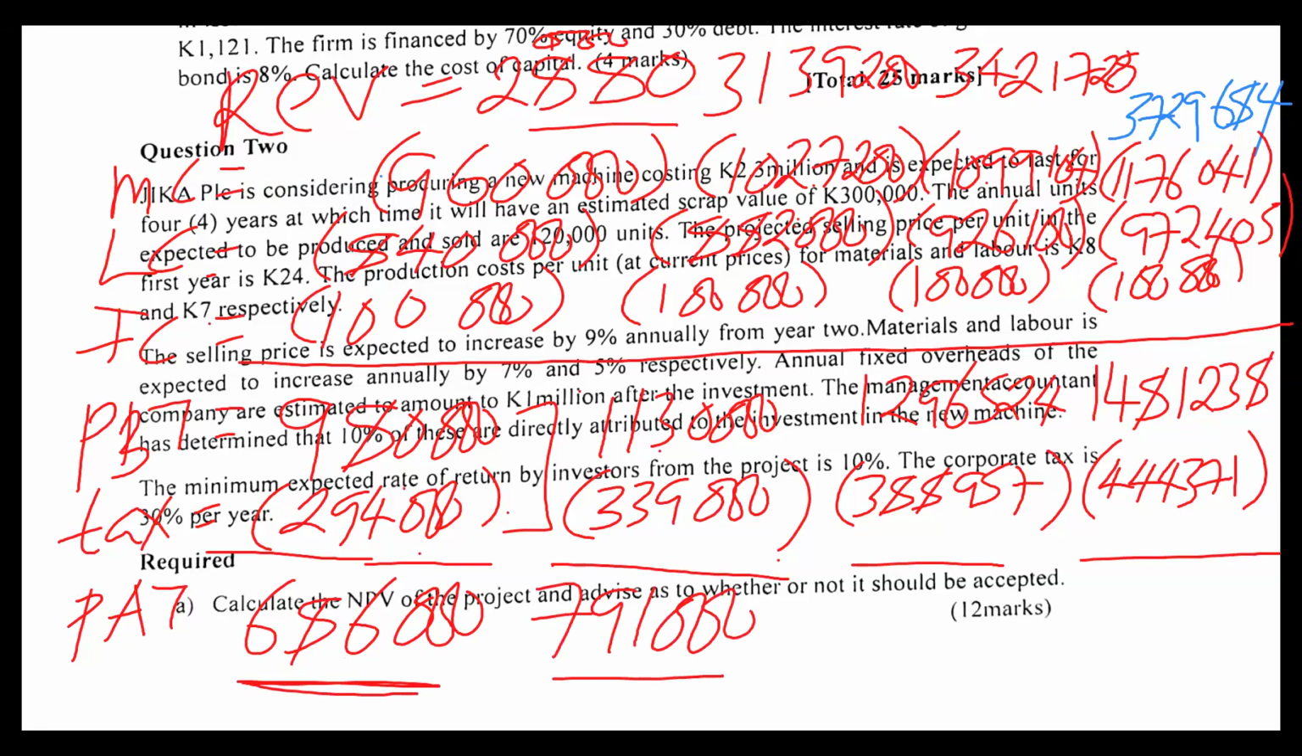Third year is 907,567. What about the last year?